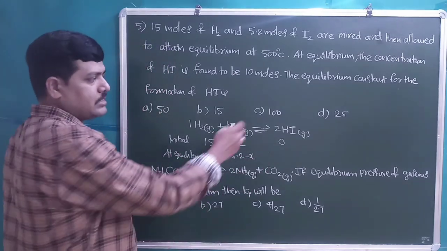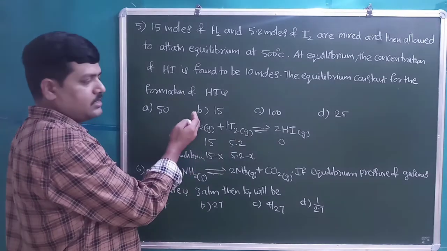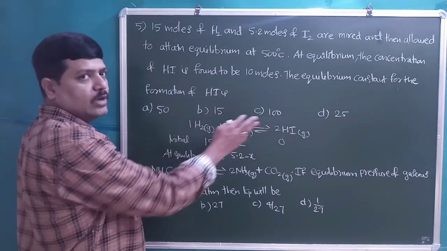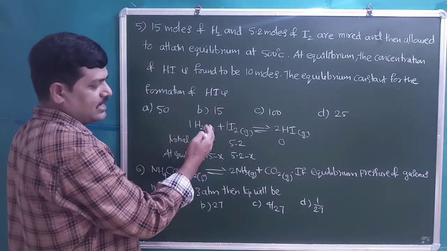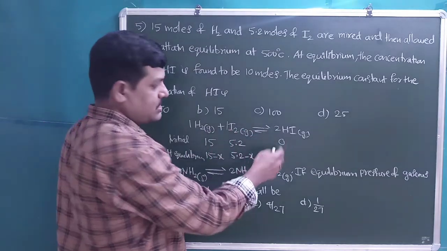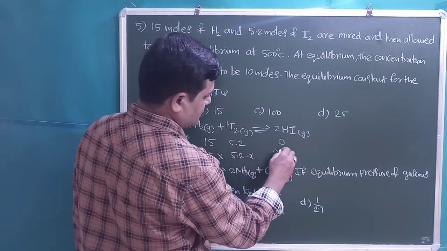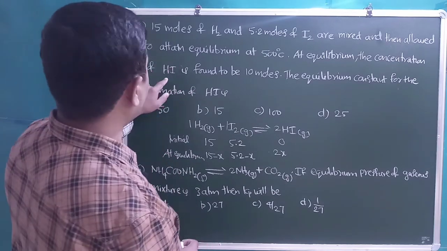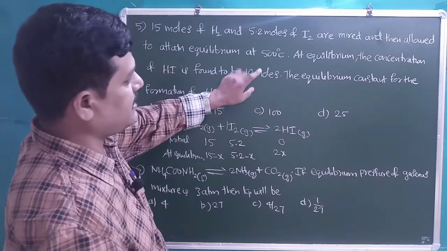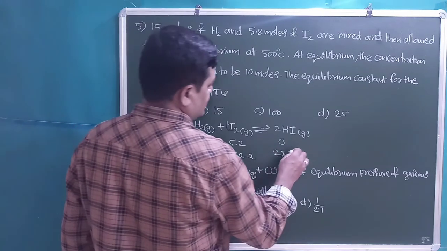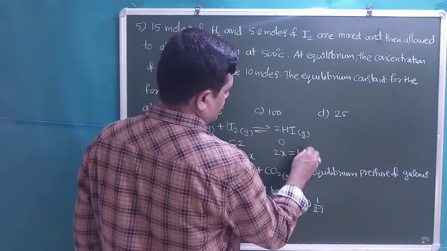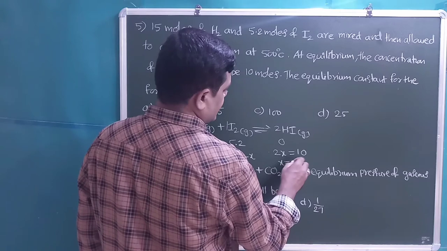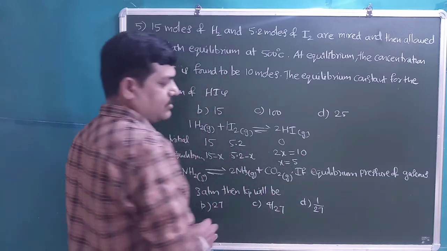How many moles of HI are formed? It is a 1:1:2 ratio. X moles reacted, so the number of moles of HI formed is 2X. But here they have given, students, that at equilibrium the concentration of HI is found to be 10 moles. Then this 2X is equal to 10. From this, X is equal to 5.